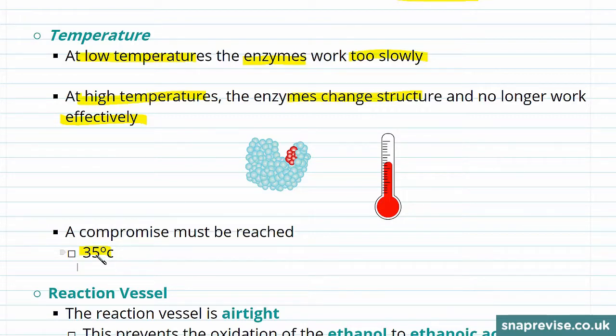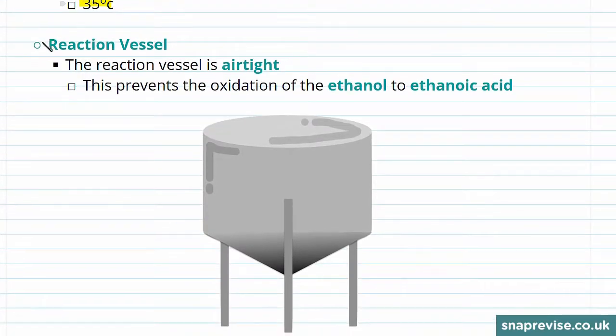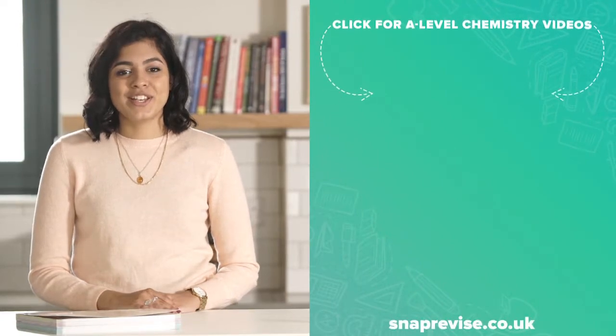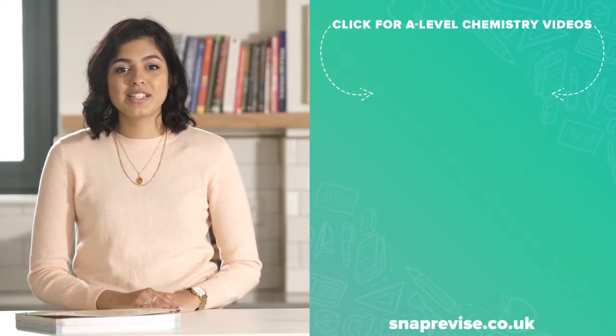The reaction vessel is also incredibly important. The reaction vessel must be kept airtight, and this is to prevent the oxidation of the ethanol to ethanoic acid on exposure to air.